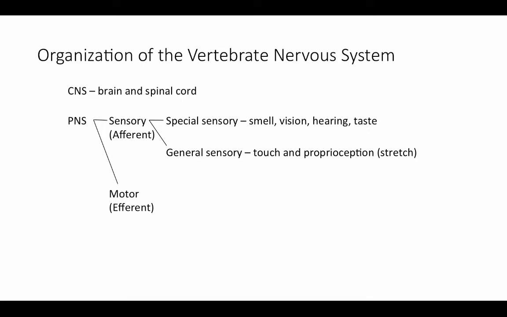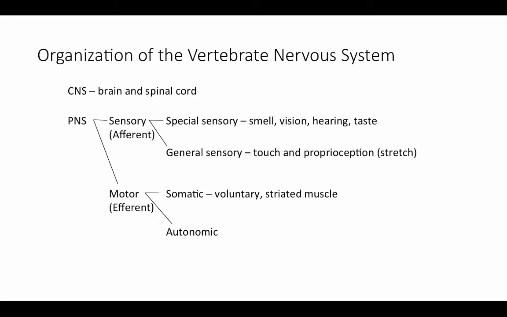The motor or efferent side of the peripheral nervous system can also be divided into two subsections. The somatic nervous system is going to communicate with voluntary skeletal muscles, so the striated muscle that we talked about when we were talking about the different kinds of muscle tissue. And so this is going to be the part of the motor nervous system that you have conscious control over.